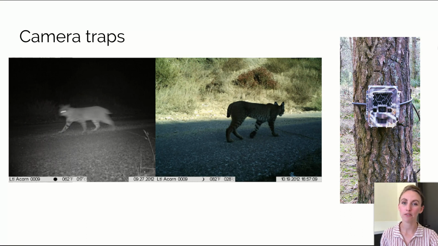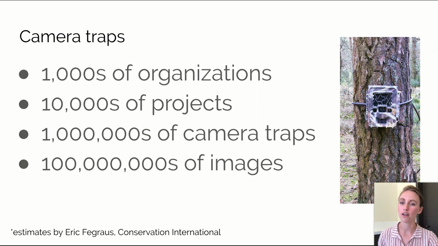Camera traps are heat or motion activated cameras that are placed in the wild by biologists to study animal populations and behavior. There are thousands of organizations, tens of thousands of projects, millions of camera traps, and hundreds of millions of camera trap images globally.